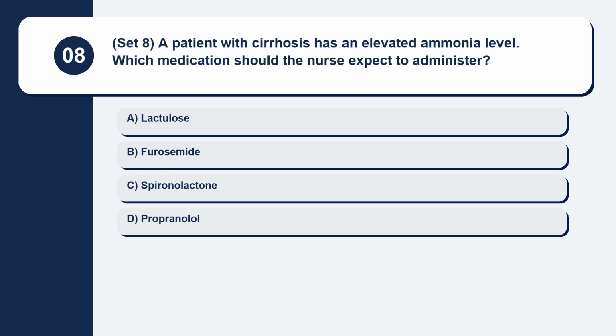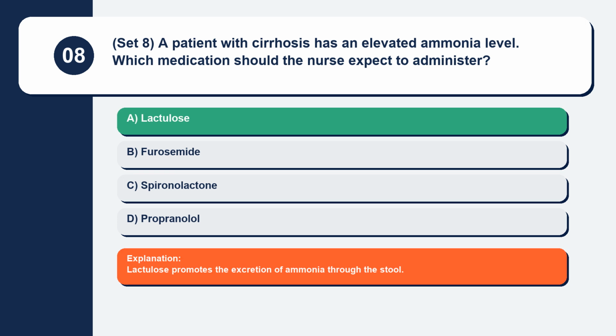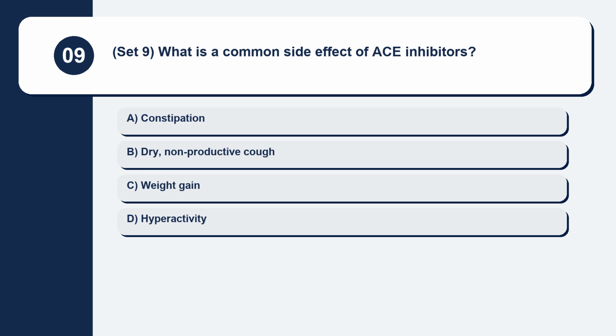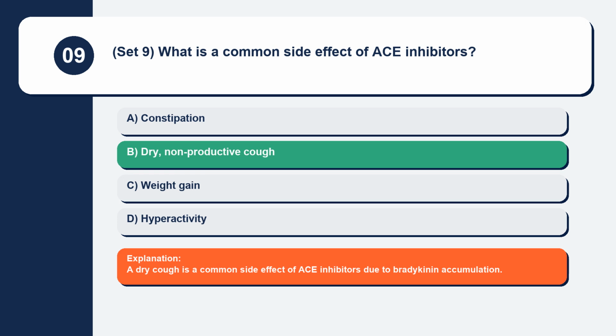Question 8. Set 8. A patient with cirrhosis has an elevated ammonia level. Which medication should the nurse expect to administer? Lactulose, furosemide, spironolactone, propranolol. Lactulose promotes the excretion of ammonia through the stool. Question 9. Set 9. What is a common side effect of ACE inhibitors? Constipation, dry, non-productive cough, weight gain, hyperactivity. A dry cough is a common side effect of ACE inhibitors due to bradykinin accumulation.